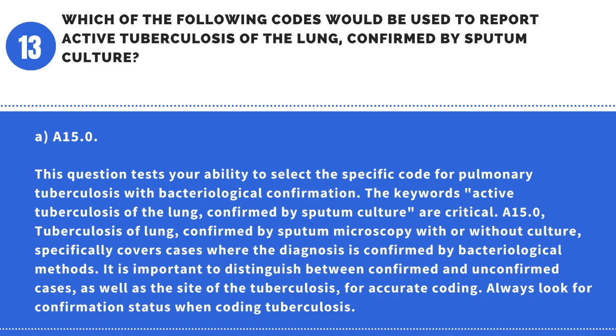A15.0. This question tests your ability to select the specific code for pulmonary tuberculosis with bacteriological confirmation. The keywords active tuberculosis of the lung confirmed by sputum culture are critical. A15.0, tuberculosis of lung, confirmed by sputum microscopy with or without culture, specifically covers cases where the diagnosis is confirmed by bacteriological methods. It is important to distinguish between confirmed and unconfirmed cases, as well as the site of the tuberculosis, for accurate coding. Always look for confirmation status when coding tuberculosis.